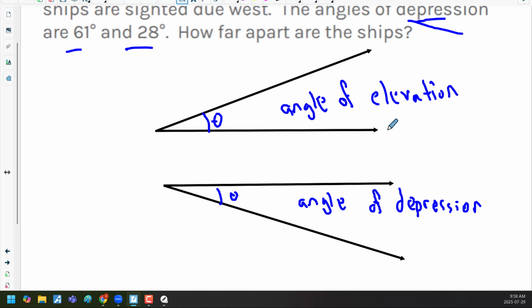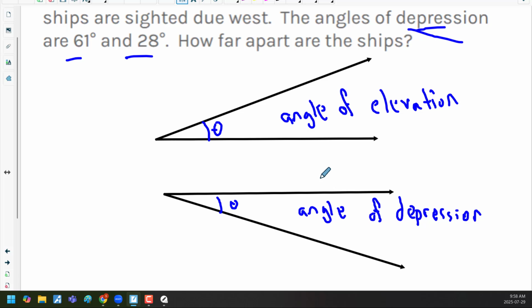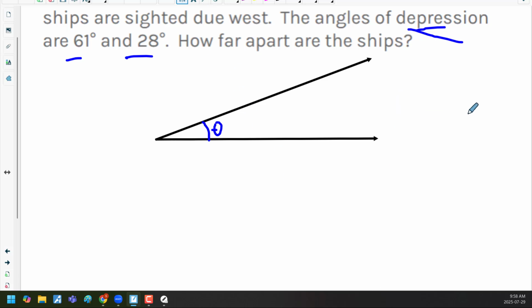So know the difference between the two. Angle of elevation: look straight ahead and then tilt your head up. Angle of depression: look straight down the middle and then tilt your head down. That's important because this question is asking us to use the angle of depression.